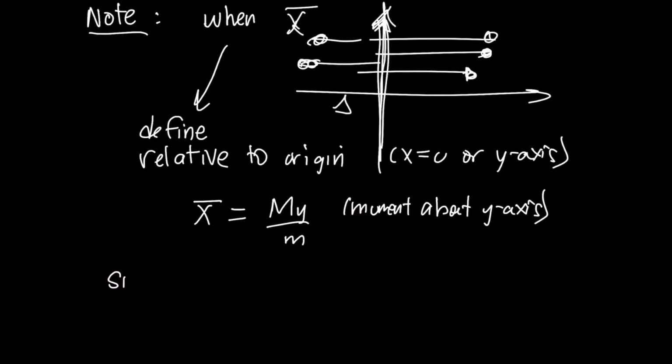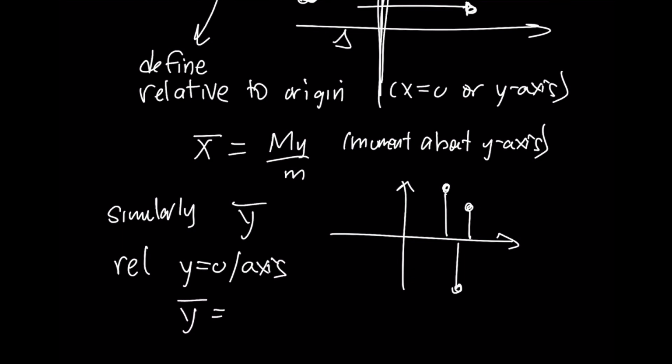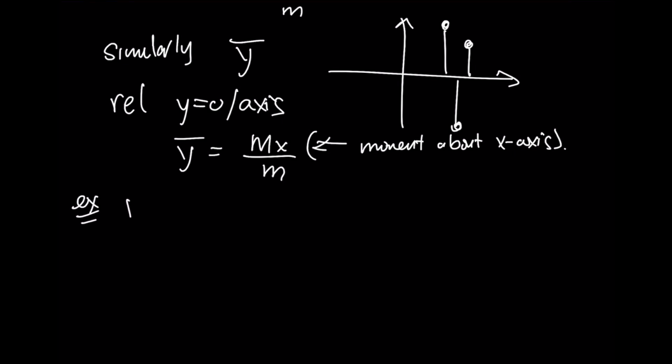Now, similarly, when we're trying to calculate y bar, what we're doing is taking our coordinate axes and we're trying to figure out the masses here relative to y equals 0, or the x-axis. So sometimes this calculation here is called Mx over m. And this top part is called the moment about the x-axis. However, those names are confusing, and I would recommend that you don't bother using them. So let's take a look at an example here.